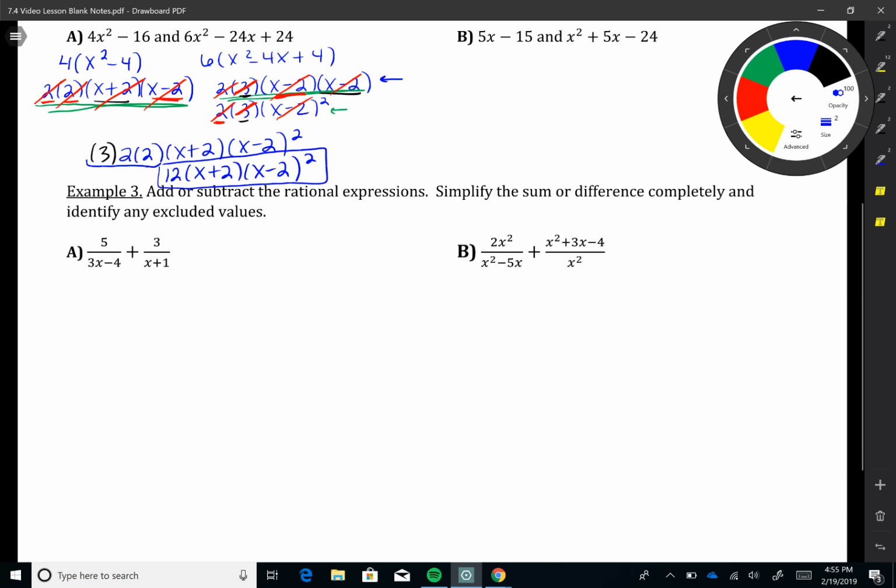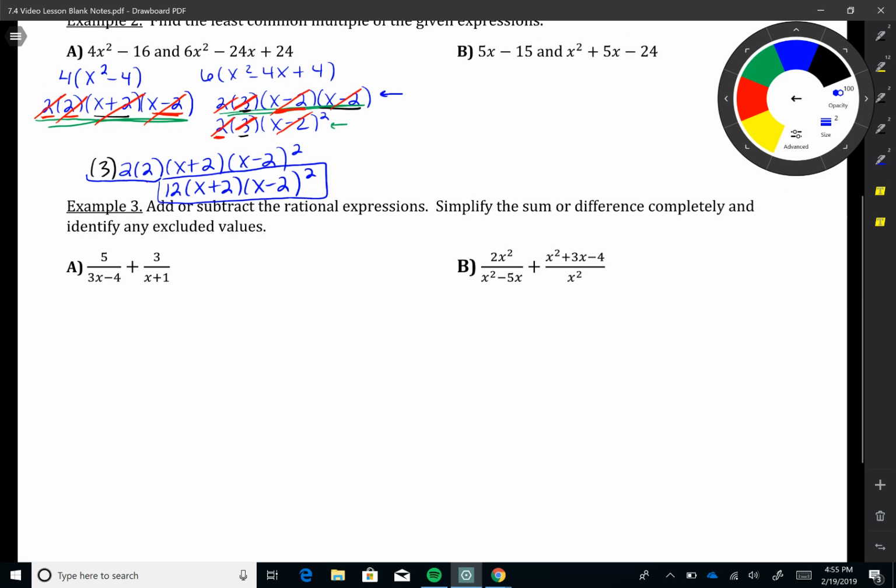That one was a little more involved than the next one. This one will go much more quickly. So we completely factor both expressions. Letter B, I have 5x minus 15. I can factor out a 5. That leaves me with x minus 3. And then I have x squared plus 5x minus 24, which is a trinomial that factors to x plus 8 times x minus 3.